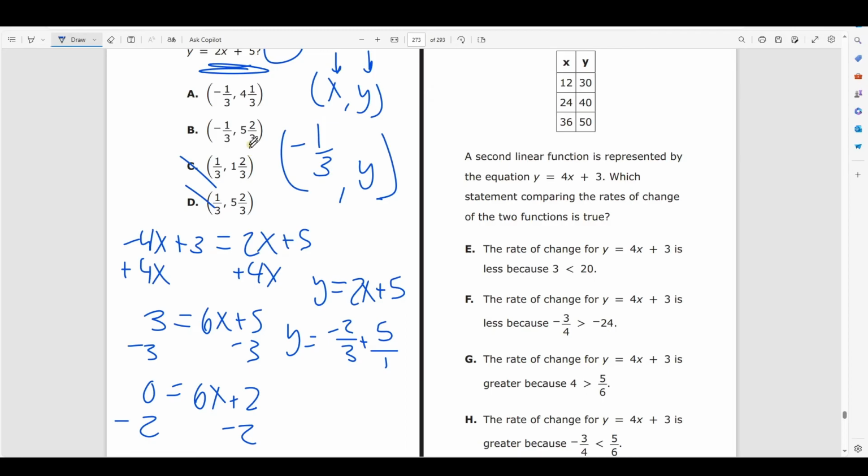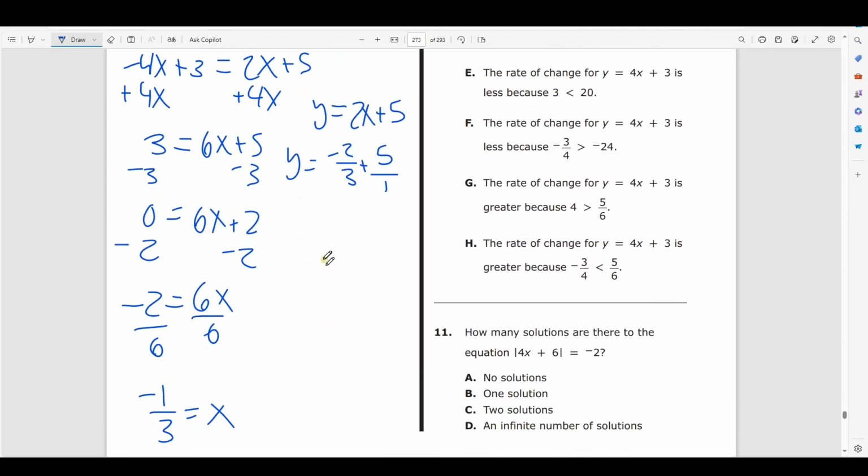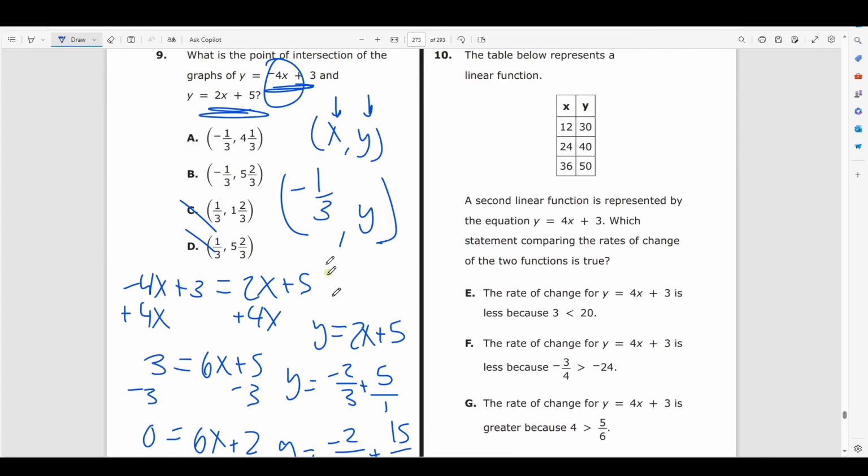Right, and notice how we can't just leave it like that. We need to add these two together. So we find the lowest common denominator, which is going to be 3. So we have negative 2 over 3 plus 15 over 3, which turns into 13 over 3. But notice that we need to convert this into a different form.